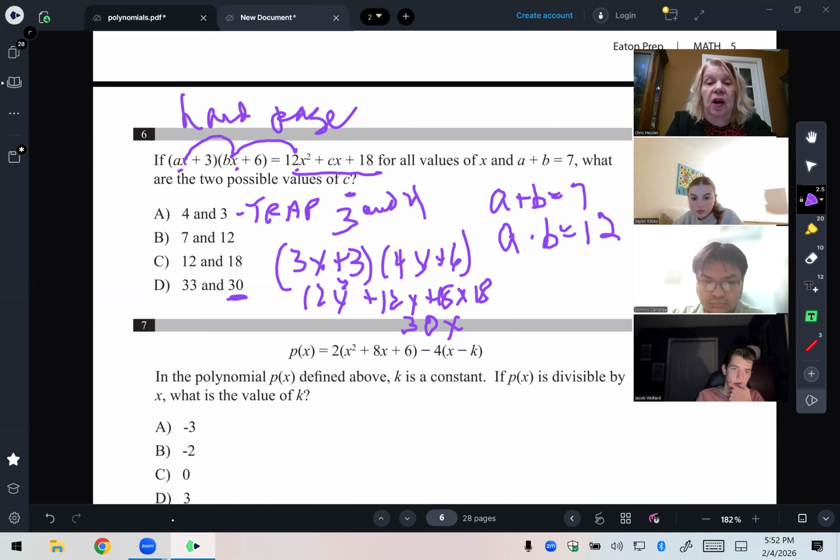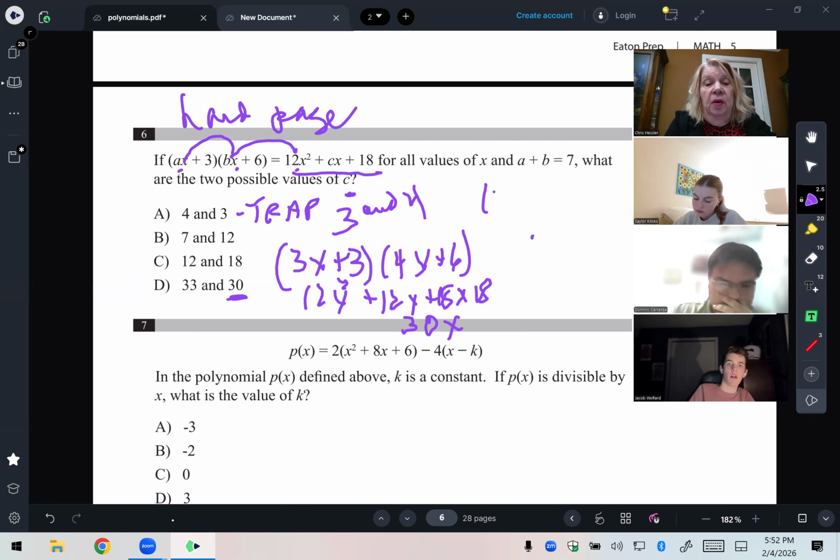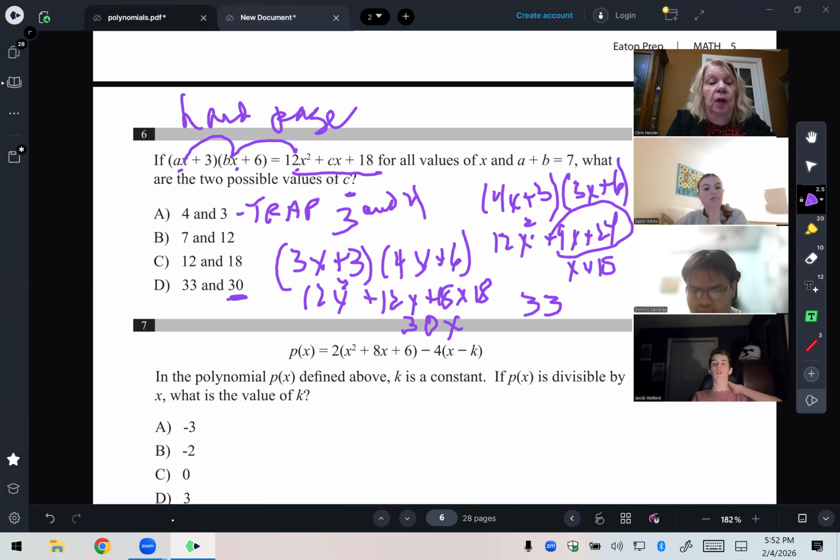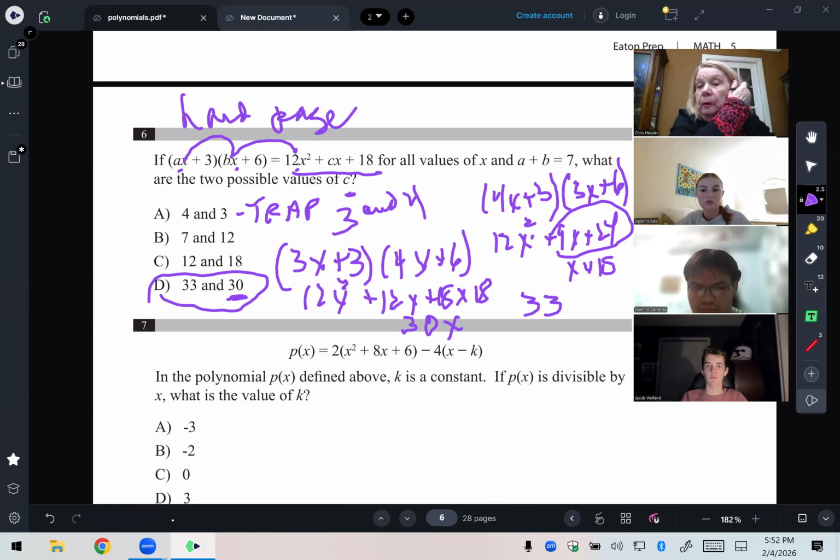So then I have to try the other one. What if I make A 4? So that'll be 4x plus 3 times 3x plus 6. So that'll be 12x squared plus 9x plus 24x plus 18. So 9 and 24 give me the 33. So the two values of C would be 33 and 30.